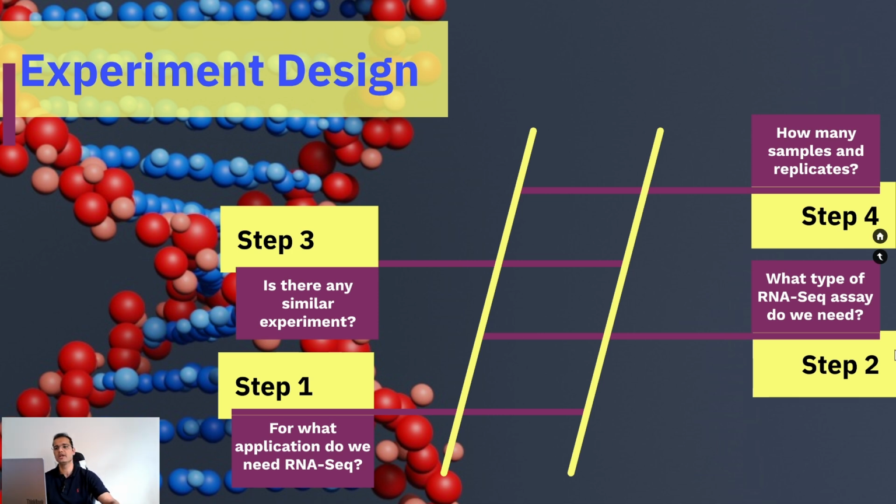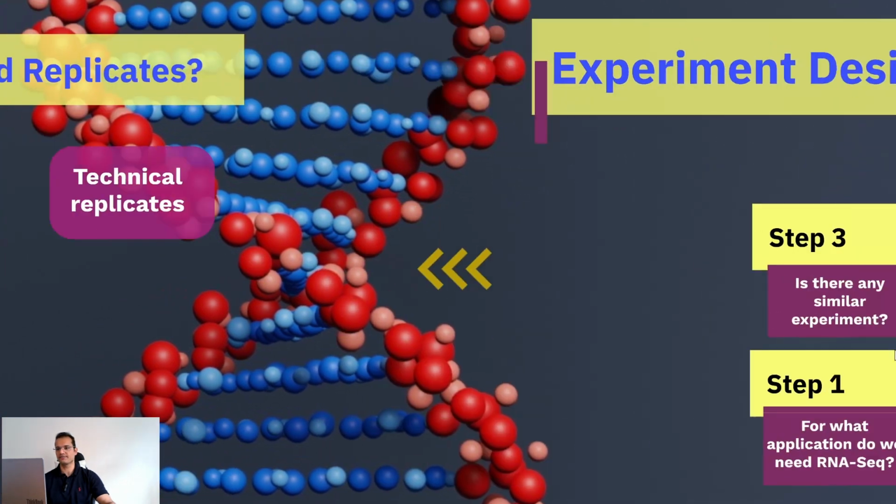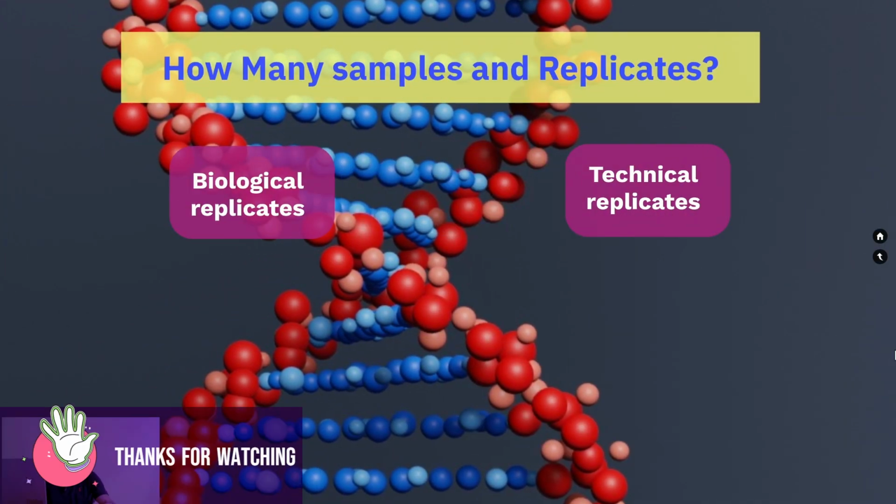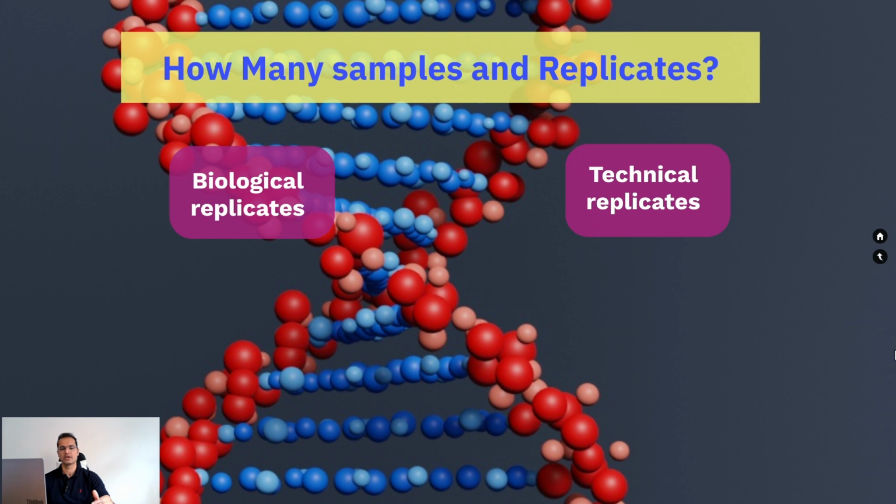And the third question is, is there any similar experiment that we can benefit from? And the fourth question is, how many samples and replicates should we have? To answer the fourth question, we have to consider that in an RNA-Seq experiment, the number of samples and replicates is crucial for ensuring reliable and statistically valid results. We have two kinds of replicates, biological replicates and technical replicates.